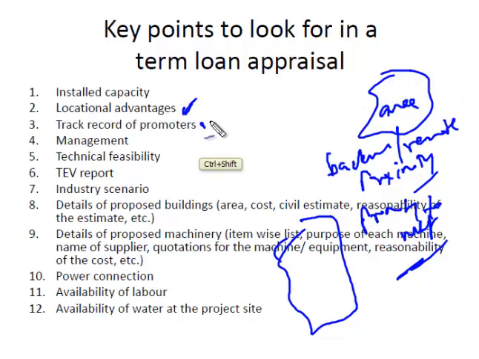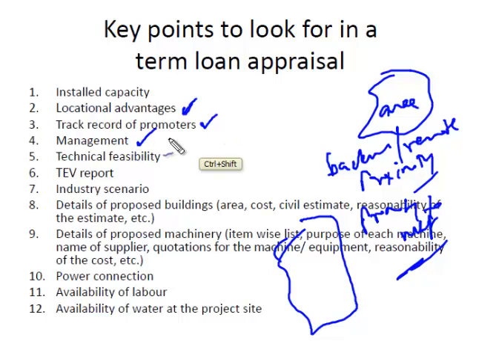Then there is the track record of promoters. Of course, this we discuss under the managerial appraisal, right? So under this point, what we are basically looking at is whether the promoters have the business acumen to run this unit successfully, right? Are they engaged in a similar line of activity in the past, or if they are new to this line of activity, what is the assurance? What is the confidence that they are providing us that they can run the unit? Maybe they have recruited some production people who know this particular industry. So that is the track record of the promoters you are looking into.